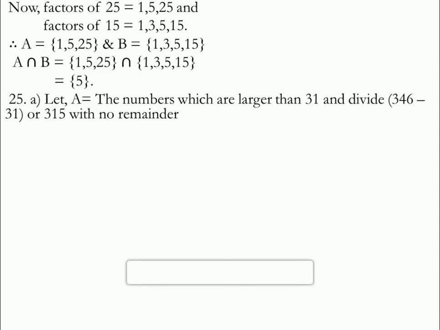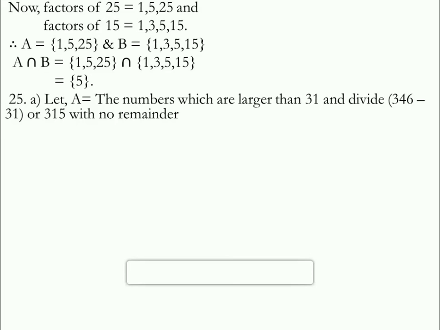So let us start number A. So A is the set whose numbers should be larger than 31, and divide 346 minus 31, because there should always be a remainder of 31. That means the numbers shouldn't completely divide 346. So the numbers which completely divide 346 minus 31 should be the members of A.